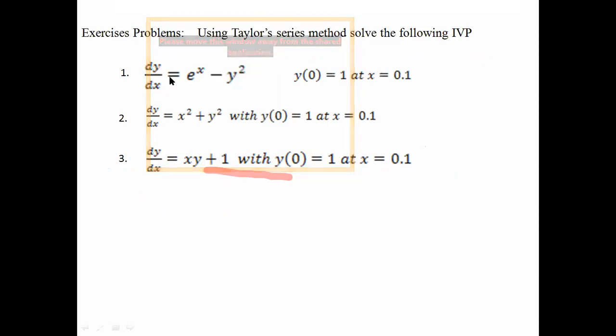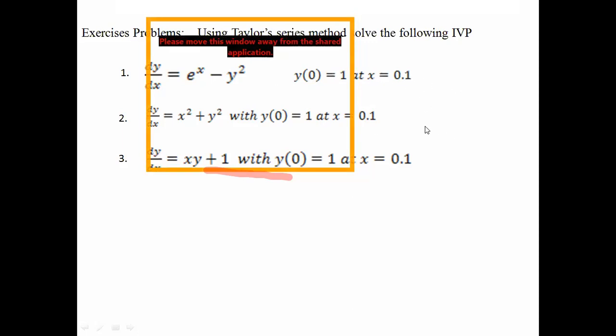The first question is to solve dy by dx is equal to e power x minus y square, with the condition y of 0 is equal to 1, and we need a solution at x is equal to 0.1. This is very near to 0. At this point you can find. Similarly, the next question is dy by dx is equal to x square plus y square. The initial condition is y of 0 is equal to 1. That means x naught is 0, y naught is 1. And the solution I need at x is equal to 0.1.